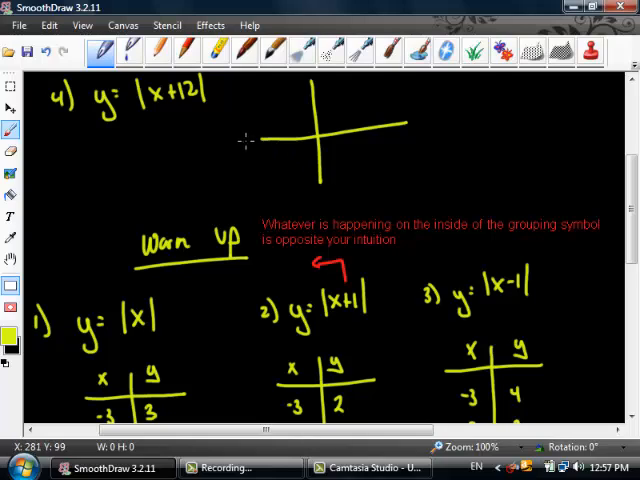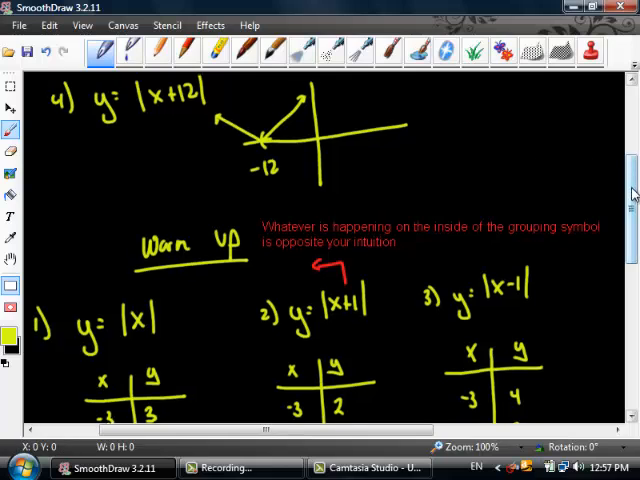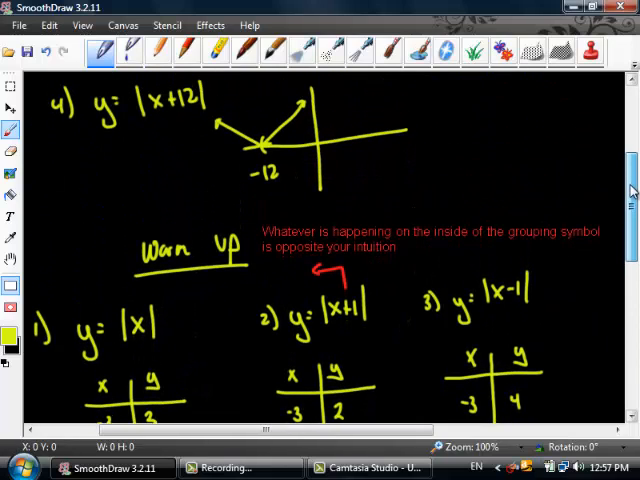-12 on the x-axis. It's going to shift to the left 12, placing it at -12, and your graph looks exactly as it did down here, except it's going to be shifted to the left 12. Does everyone follow that? Right?